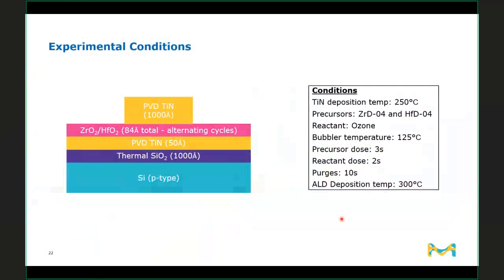And so the experimental conditions are very similar to what we had before. A couple of key differences is that we used an oxide substrate so that it was insulating, put a bottom electrode of titanium nitride underneath, 50 angstroms deposited by a PVD. We alternated cycles between ZrO2 and HfO2 using the two precursors we talked about before, and based on what we learned, we used ozone at a deposition temperature of 300 degrees C. In the end, we applied top electrodes, which were 1,000 angstroms for electrical probing, and again, this was PVD titanium nitride. And you see the other conditions that we used for the depositions over here.